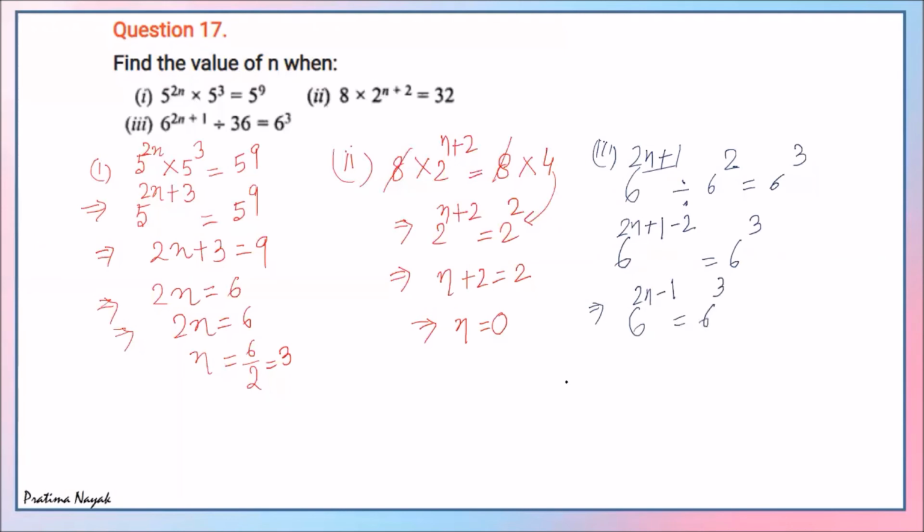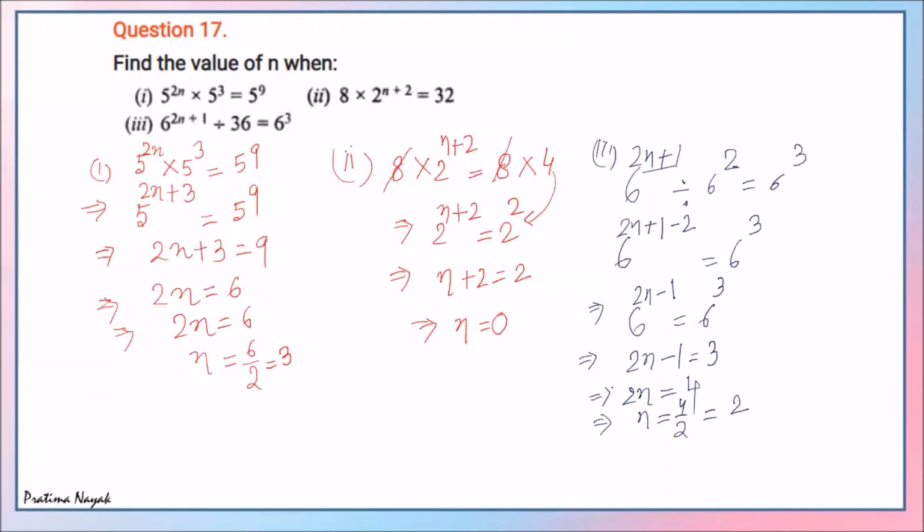Next, both have the same base. So their exponents will be equal. So 2n minus 1 is equal to 3. Then 2n is equal to how much? 2n is equal to 4. Then n is how much? n is equal to 4 by 2. And what is the value of 4 by 2? That is equal to 2. So this is your answer of question number 17.